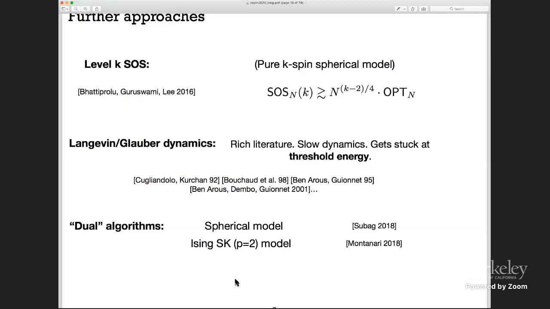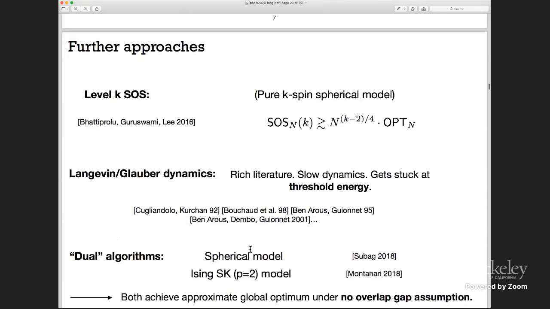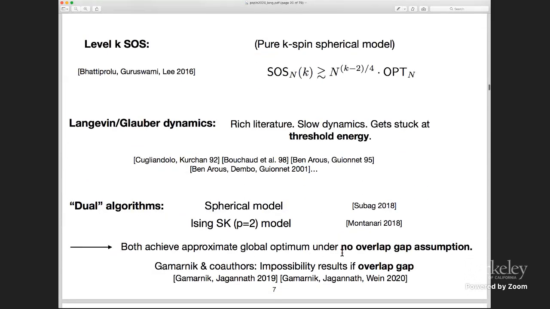And Andrea afterwards extended this idea to the Ising case for the SK model. And the same result holds. Both of these results hold under a certain condition called the no overlap gap assumption. Under this no overlap gap, you can get approximate optima for any epsilon. But on the other side, there is a very nice line of work by Gamarnik and his co-authors in many papers that show impossibility results if there is overlap gap. So if the problem has overlap gap, then there is a large class of algorithms that provably fail for this type of question.